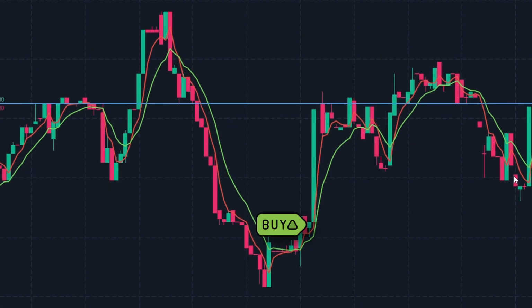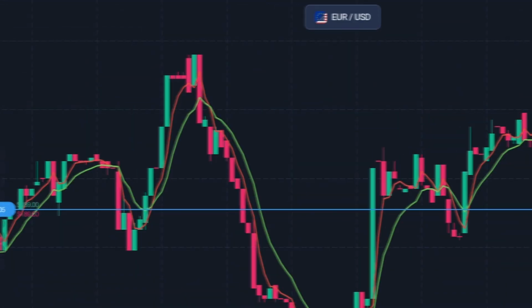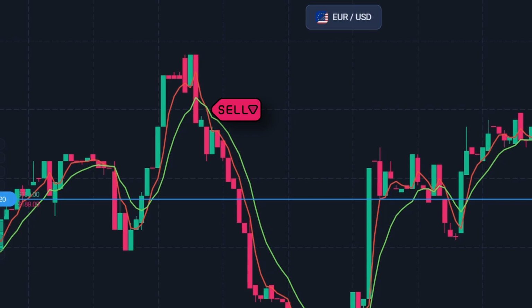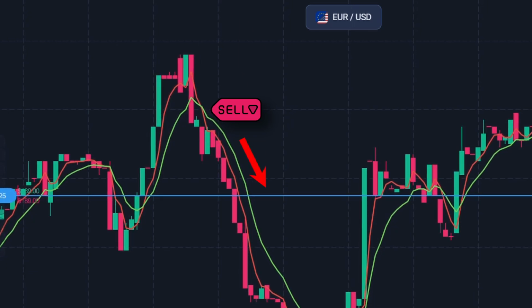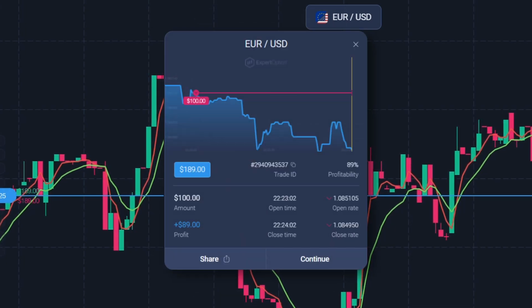If we place a buy trade at this moment in the market, we would have easily won that trade. Conversely, if we enter the market with a sell trade in a moment like this, where the 3 EMA line was initially on top and crossed below the slow-moving EMA line, we will have a good chance of winning that trade.